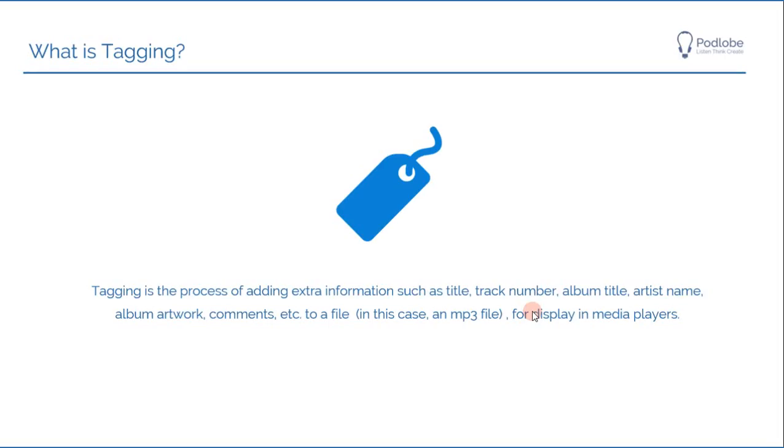Tagging simply means the process of adding extra information such as title, track number, album title, artist name, album network, artwork, comments, etc. to a file, in this case an MP3 file, for display in media players. Now this information is what we call metadata, and it is attached using ID3 tags. ID3 tags are created by software. Some software or media players can also add ID3 metadata to your MP3 file.